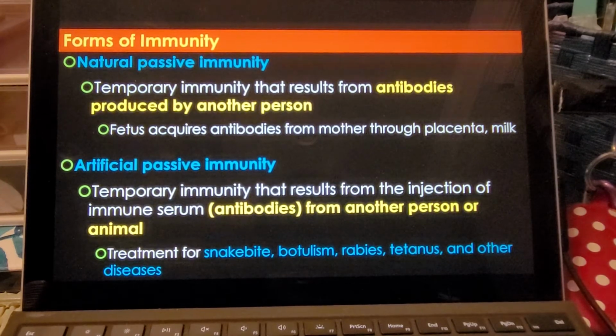Next is natural passive, where the antibodies are produced by another person. For example, and this is really cool when it deals with breastfeeding, if the mother gets sick and her body is producing antibodies, some of those antibodies will go into the milk, and so it gives the baby protection against whatever the mother is sick with.